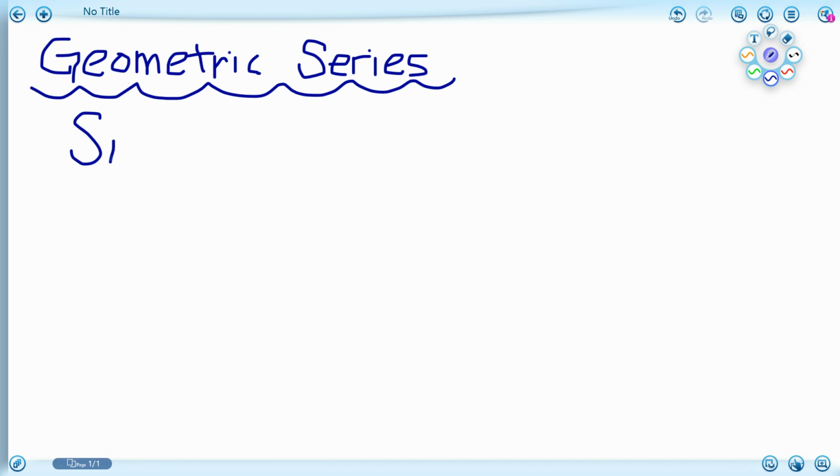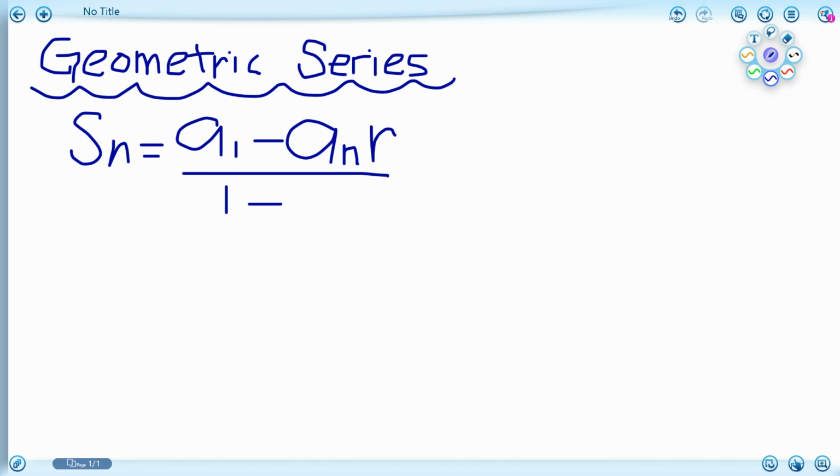which is S of n, which represents the sum of the first n terms, is equal to a sub 1, the first term, minus a sub n. It could be interpreted as the nth term or the very last term a lot of times, times r, over 1 minus r. So that's the formula that we want to use.